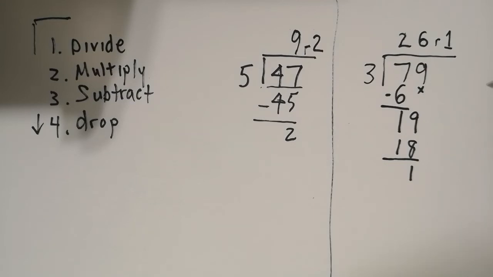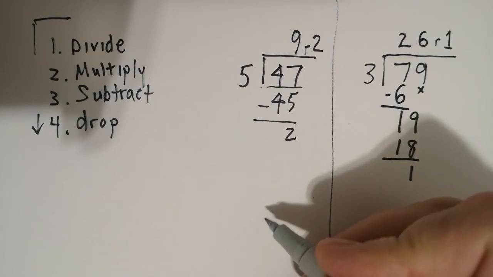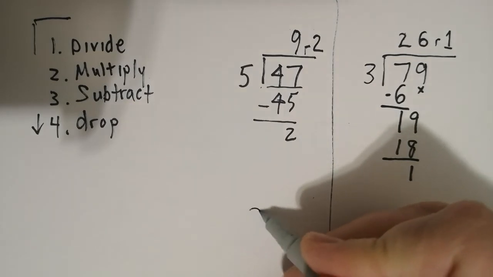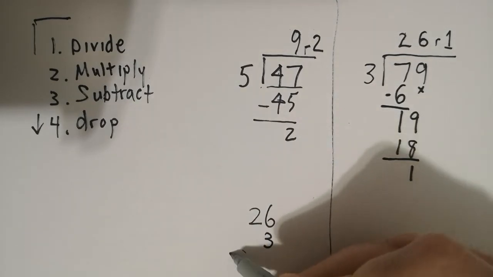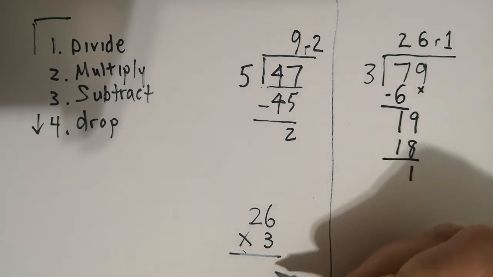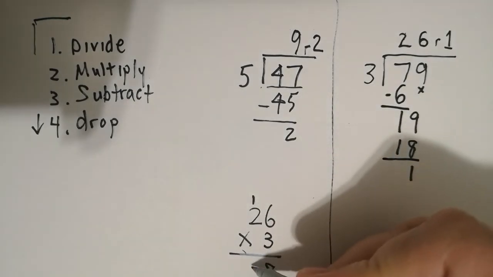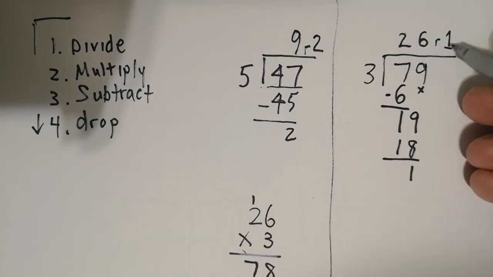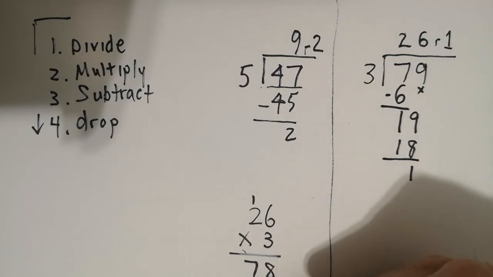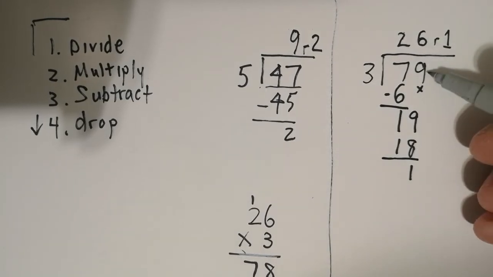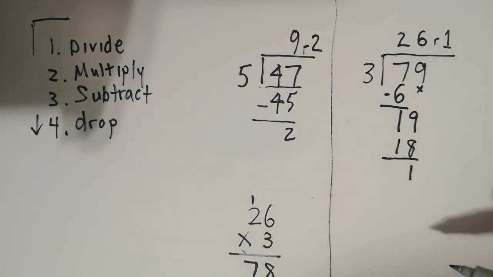And to check this answer, I'll work over here. I could go 3 times 26. So 3 times 6, 18. 3 times 2, 6, plus 1 is 7. And then, of course, add the remainder of 1. And I end up with 79, which is the dividend that I started with.